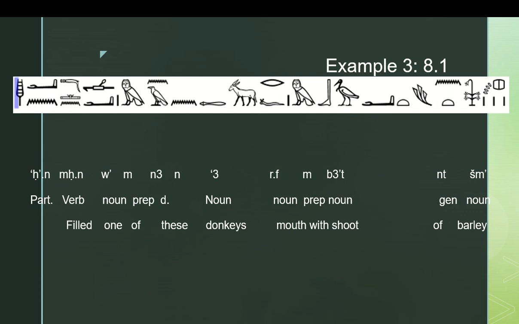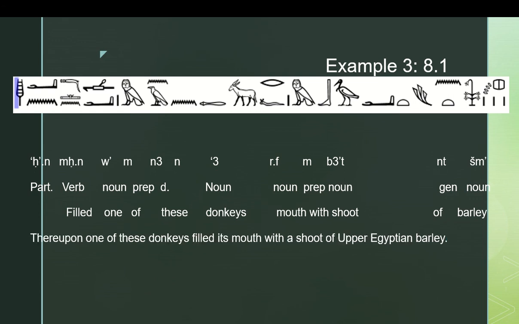And then M bot net shem is "with," because remember M can mean with in the sense of a tool or implement. Like if you're going to the store with someone, you wouldn't use M that way. But if you are fixing a leak with tape, then you would use M for that one. And then bot net shem is a shoot of barley with net as our possessive.